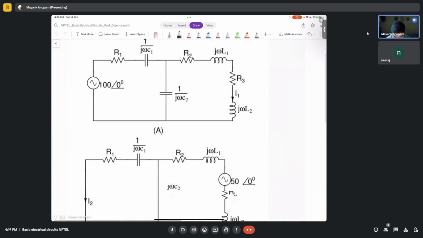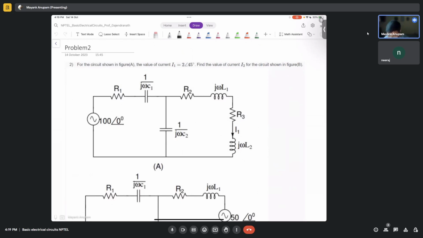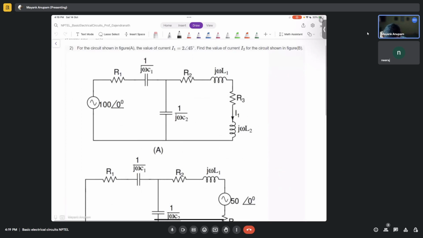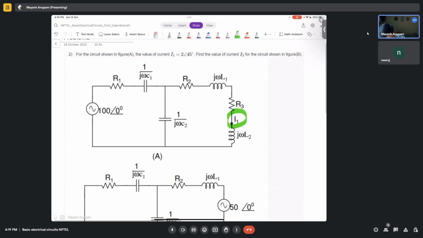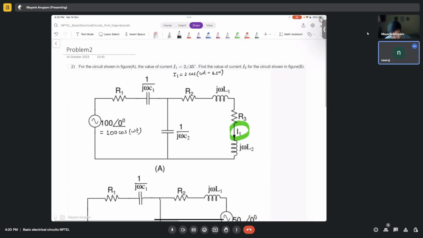Alright, so problem number two. This is the circuit shown in figure A. The current I1 here, because of this voltage source, is 2 angle 45 degrees. So it is given in terms of phasor. Remember, even the voltage source here is in terms of phasor. The amplitude of the voltage is 100, whereas the phase is 0. So in terms of time domain, the voltage source will be 100 cos omega t. Correct. Very good. And this current here will be 2 cos of omega t plus 45 degrees. Isn't it? Very good.